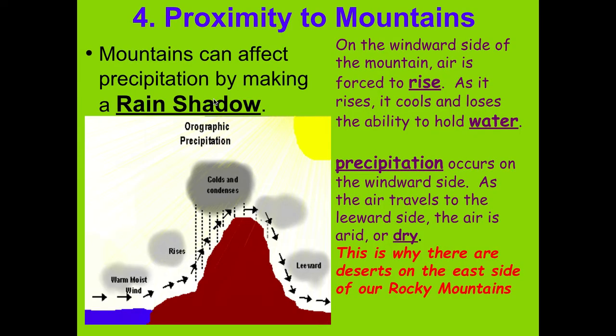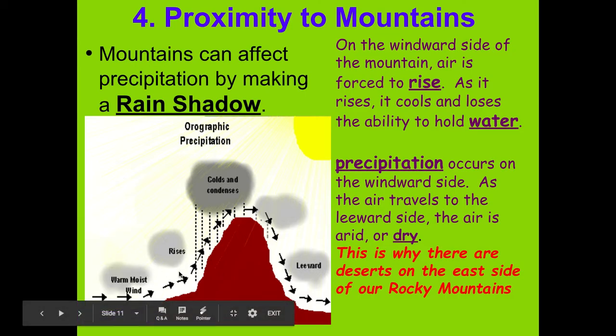Our fourth climate control is proximity to mountains. Mountains are going to affect the amount of precipitation you get, and it's going to change based on what side of the mountain you're on. So they can make something called a rain shadow.